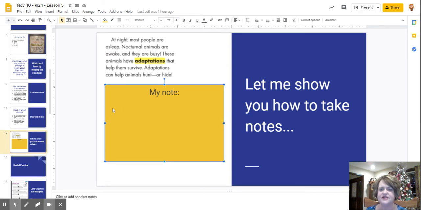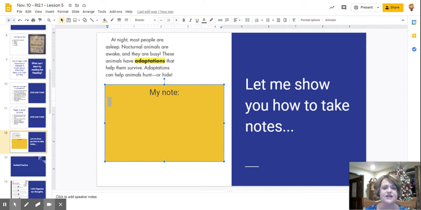So if you'll notice at the top, I have a little paragraph here that I'm going to read to you. And then I'm going to do a think aloud and talk about what I need to type on my notes. So it says, at night, most people are asleep. Nocturnal animals are awake and they are busy. These animals have adaptations that help them survive. Adaptations can help animals hunt or hide.